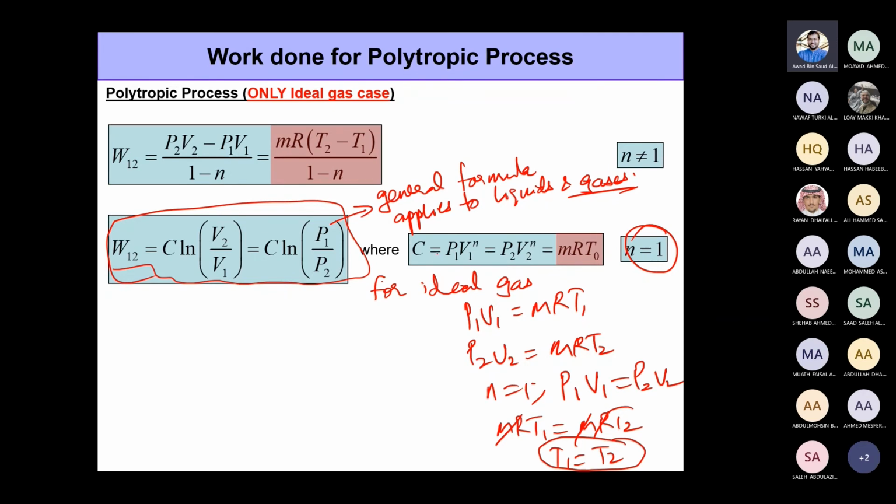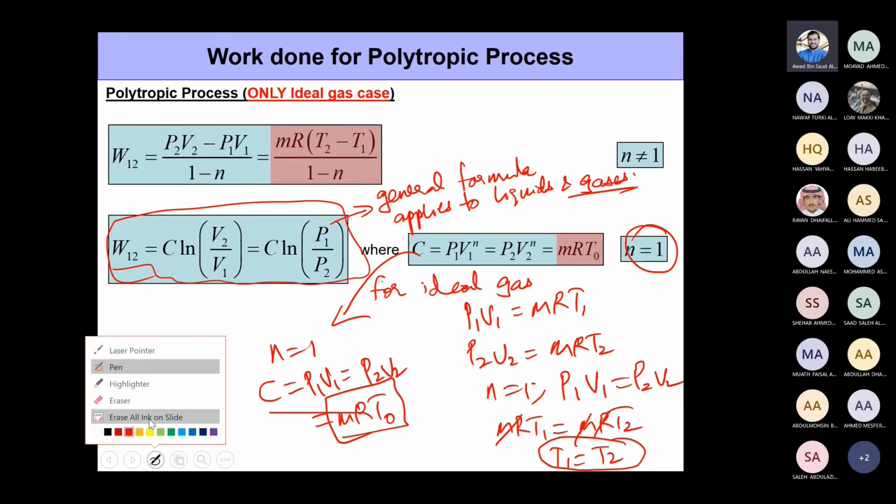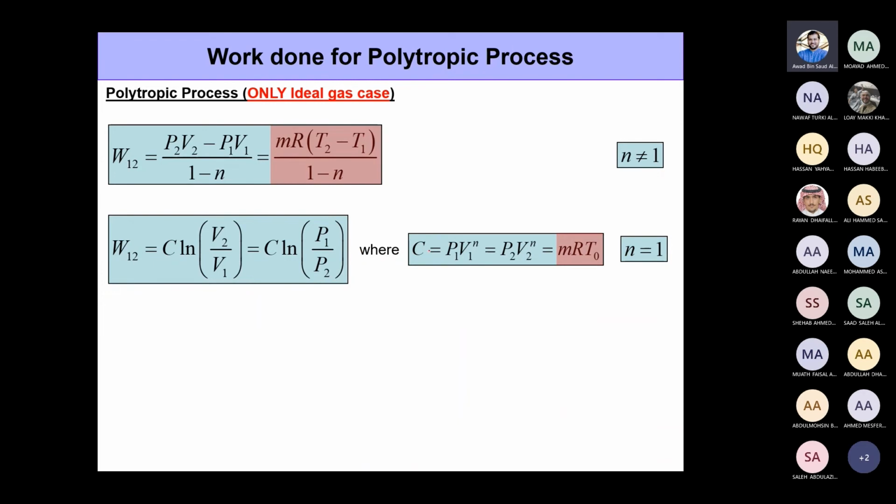So again here, when we are dealing with n equal to 1, we said the constant is simply equal to P1 V1, which is also equal to P2 V2, and this is also going to be equal to MR T naught. The reason I wrote T naught here is to indicate that the temperature at state 1 and state 2 is exactly the same, right? It does not really matter. It's not different. Again, the constant value can in general be written as equal to P1 V1 or P2 V2, and n is equal to 1. Only for an ideal gas, you can write it as equal to MR T naught.